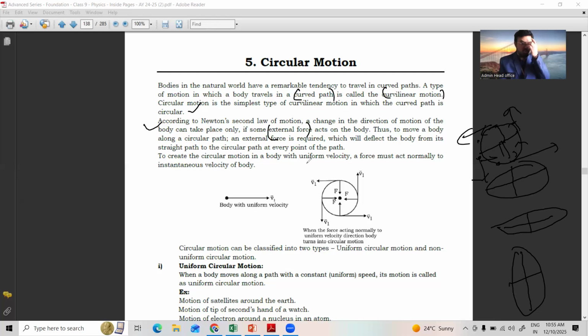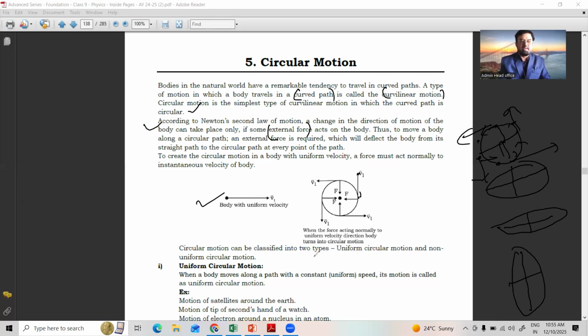To create circular motion in a body with uniform velocity, the force must act normal to the instantaneous velocity of the body. See, actually the body starts from here and should go in this direction with the velocity. But because of force, it changes direction. Again it changes, and follows the path.